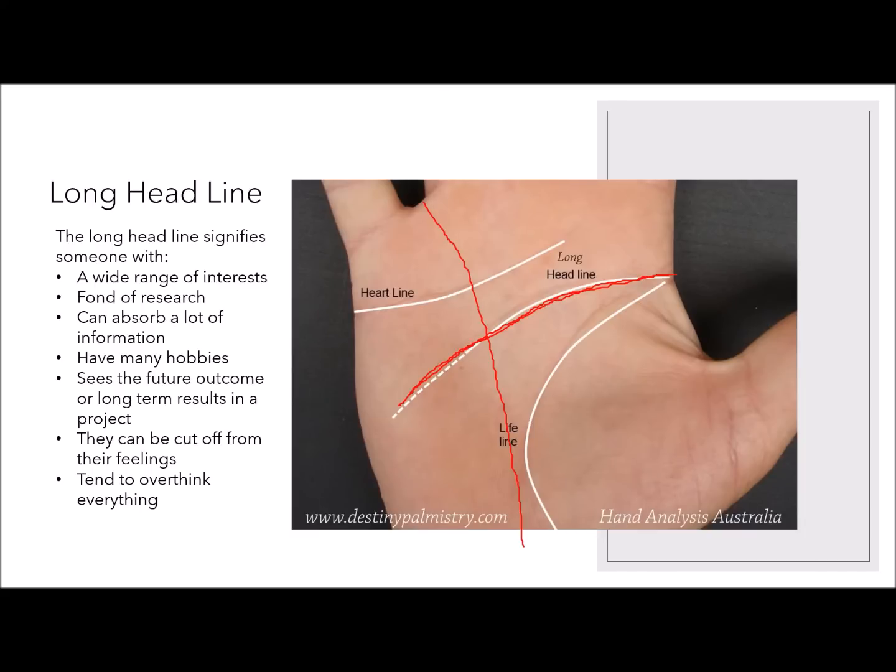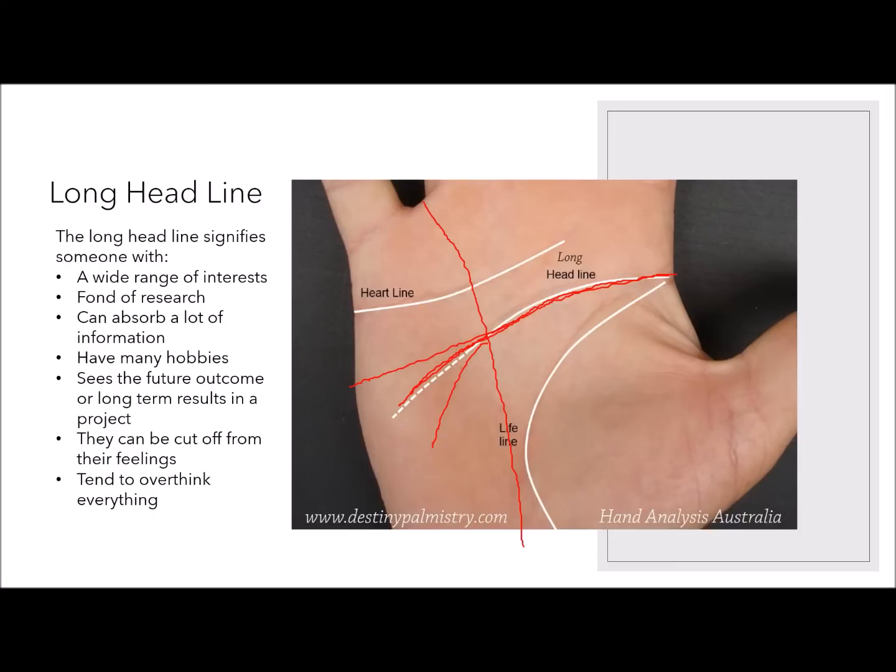The meaning does vary if it's sloping downwards or if it goes straight across. So the one that's very long and straight across shows a bit more of a sophisticated, researching type of a thinker. They tend to consider a bit more evidence before making decisions and are more philosophical than those with a short headline. If it runs entirely across the palm all the way to the edge, that's called a Sydney line.